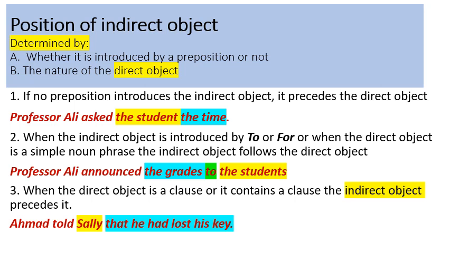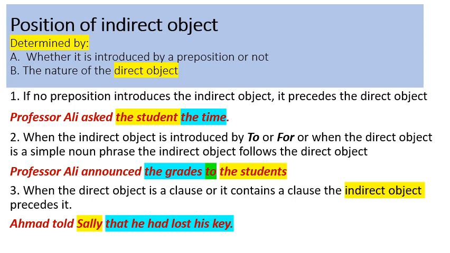Okay, Professor Ali announced the grades to the students. We have the verb announce. It takes 2 objects. What did he announce? He announced the grades, which is the direct object. To whom did he announce the grades? To the students. Meaning, who received the action is the students. And because we have the preposition to, therefore, in my sentence the indirect object came after the direct object.